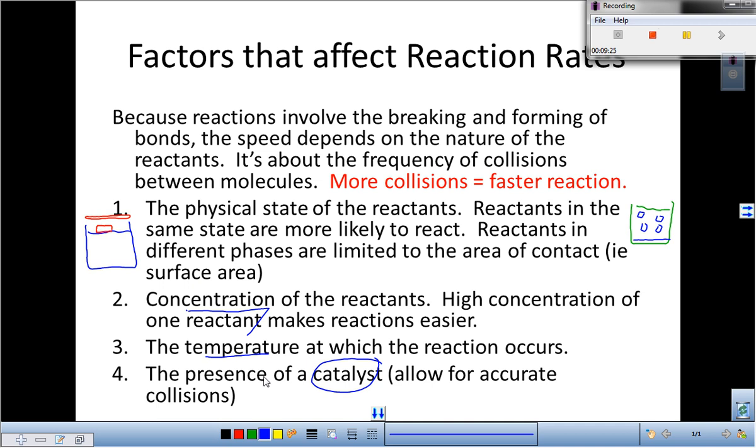Would pressure be a factor? Pressure would be a factor, only because it can affect temperature and concentration. Okay? Because pressure affects volume, and volume would affect concentration. Okay? Good observation, Jacob.